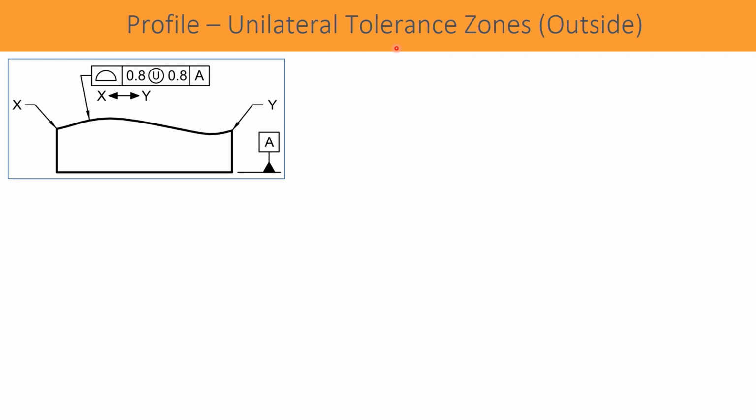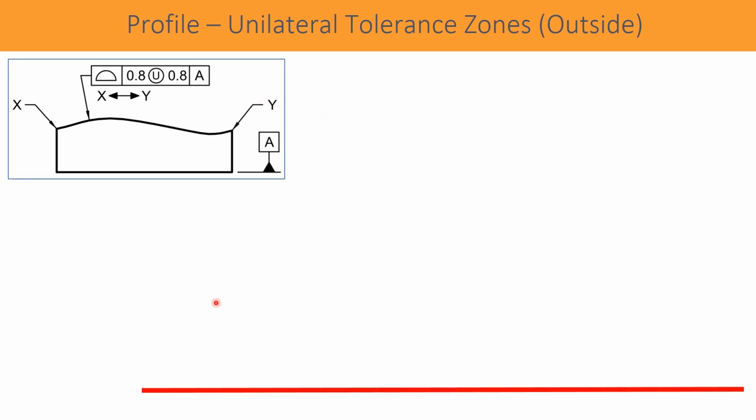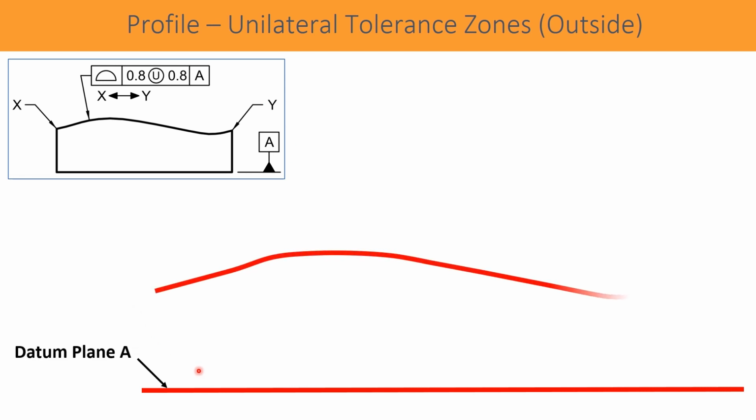A unilateral tolerance zone can be on either side of the true profile. This is the case where the tolerance zone is completely on the positive side of the true profile. The tolerance indicator reads as surface profile 0.8 unequally disposed, and the further value given is 0.8 with respect to datum A. Let us see the graphical representation of the indicator. This is datum A, and here is a true profile.